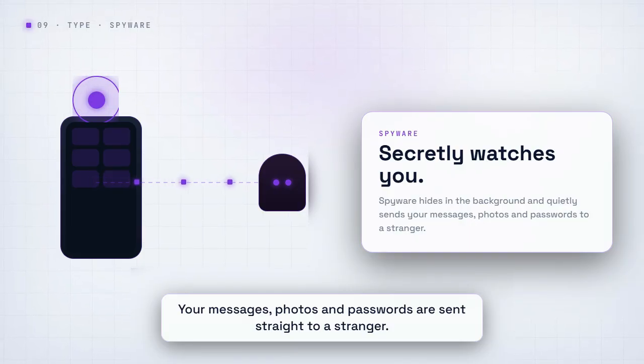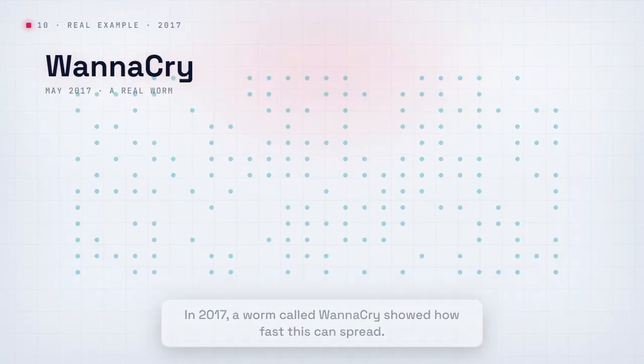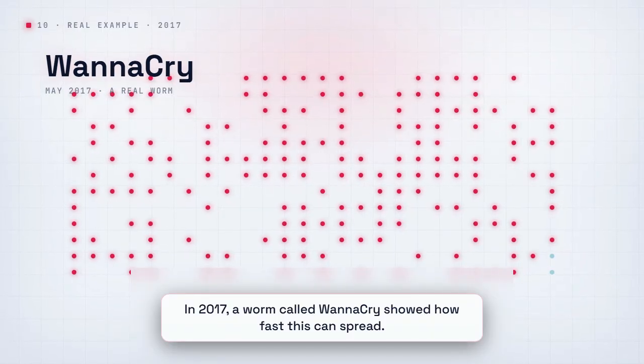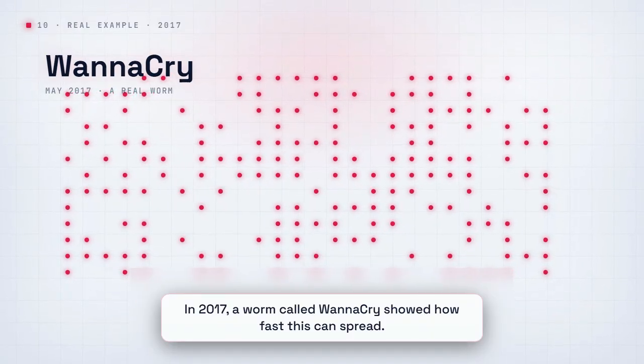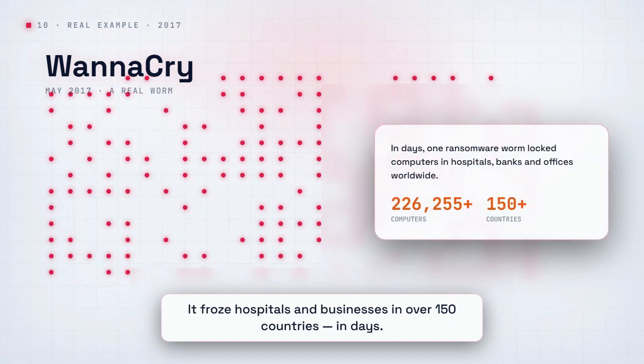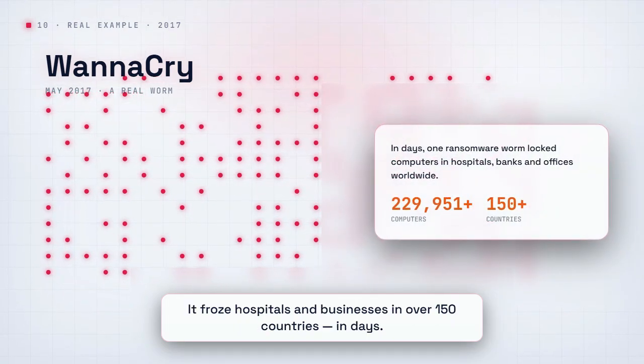This is not just theory. In 2017, a ransomware worm called WannaCry showed the world how fast this spreads. In just days, it froze hospitals, banks, and businesses in over 150 countries. More than 200,000 computers locked.